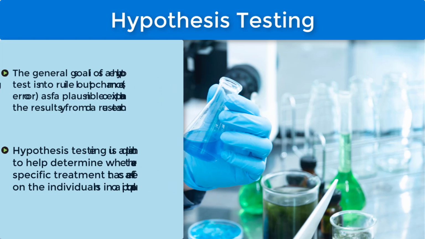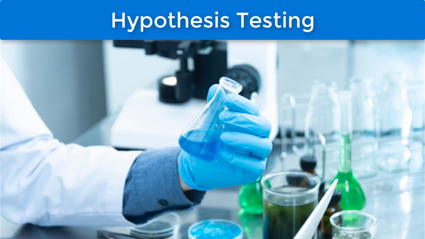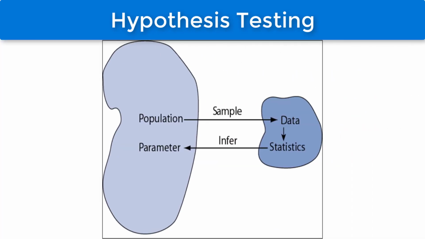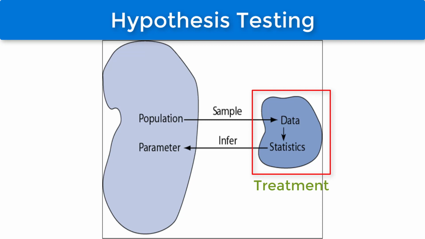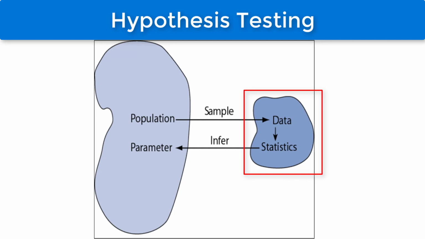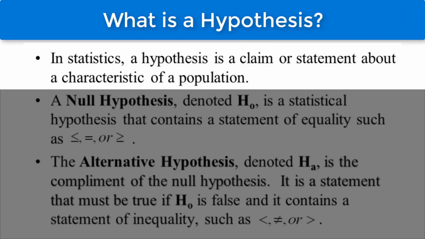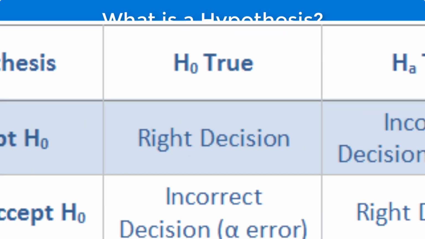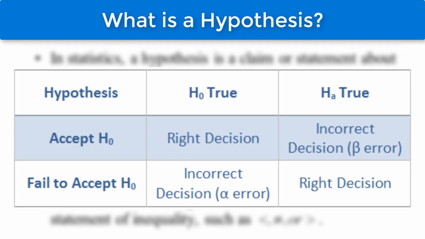Hypothesis testing is a technique to help determine whether a specific treatment has an effect on the individuals in a population. The hypothesis test is used to evaluate the results from a research study in which a sample is selected from the population. The treatment is administered to the sample, and after treatment, the individuals in the sample are measured. In statistics, a hypothesis is a statement that makes a claim about the parameters of one or more populations. Hypothesis testing is the formal process by which a hypothesis is retained or rejected.